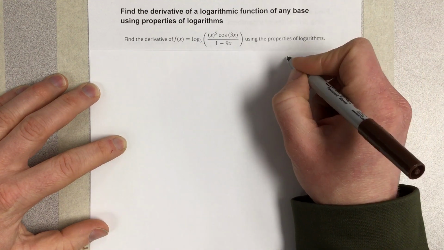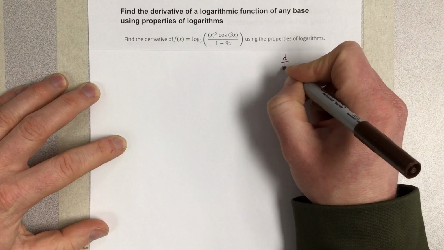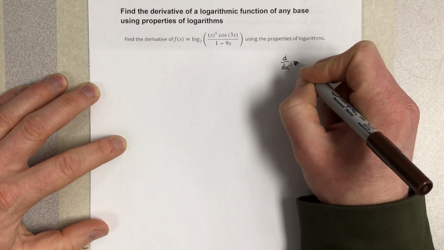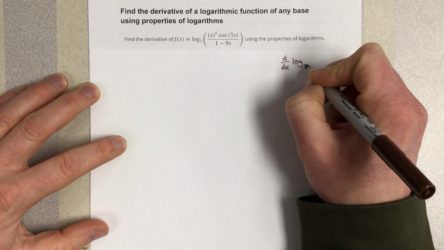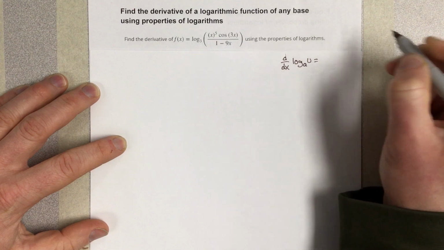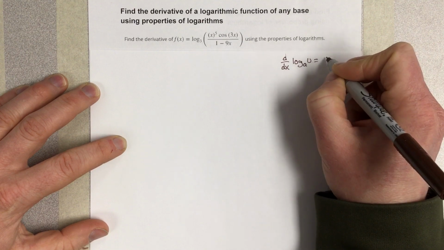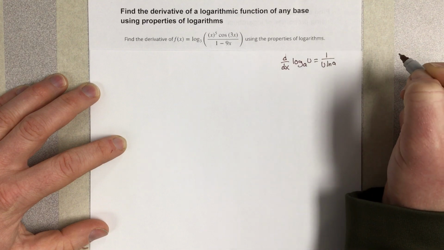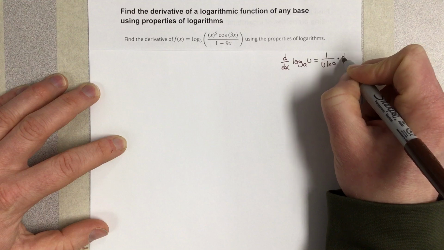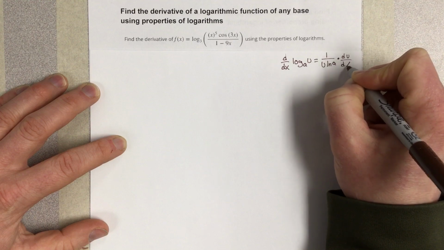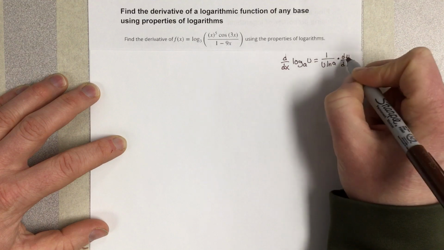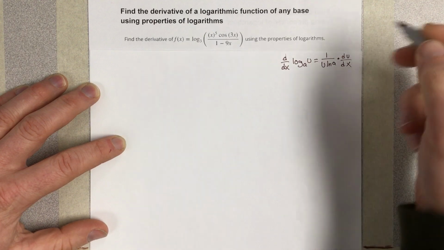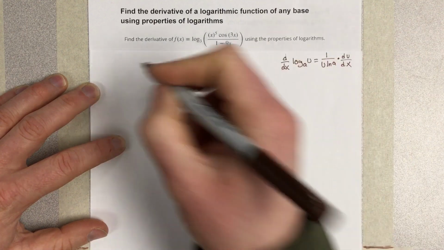Before I do the properties of logarithms, let's write out what the derivative of log base a of u would be. The derivative of log base a of u is going to be 1 over u natural log a times the derivative of u with respect to x, meaning the derivative of the inside. That's a chain rule right there. So we can go ahead and start using log properties.